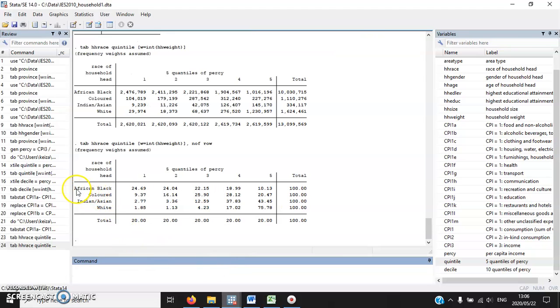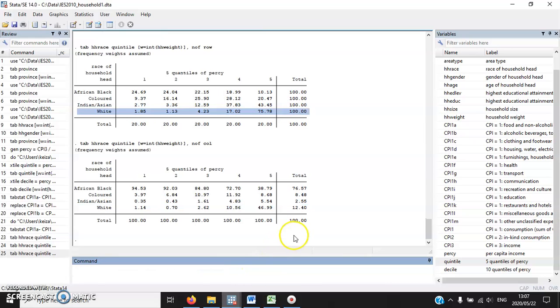Okay, so how can we interpret the answers? Maybe let's look at this one, just randomly look at the white-headed household. It actually means for the white-headed households, 76% of them fall under the richest quintile, and only about 2% fall under the poorest quintile.